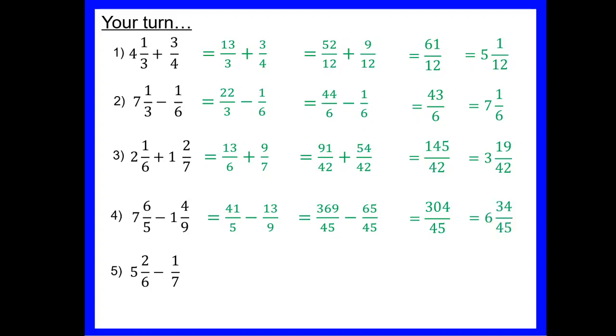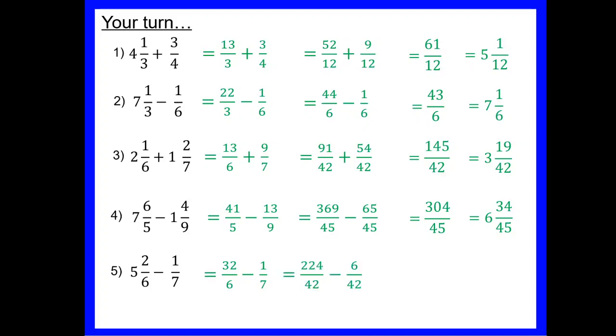Change back to a mixed number and we get 6 and 34 over 45. So some quite big numbers to deal with for that one. Our last one then, we've got 32/6 minus 1/7.